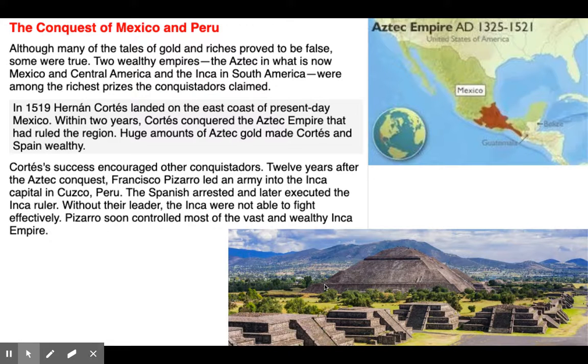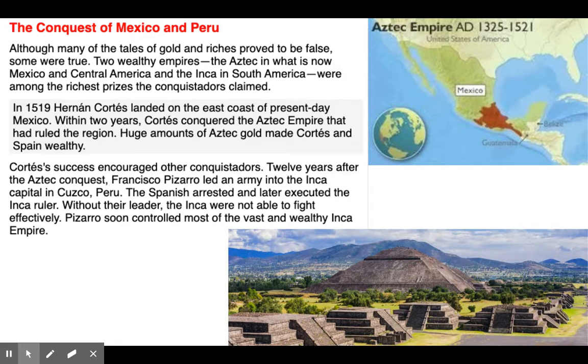The conquest of Mexico and Peru. Although many of the tales of gold and riches proved to be false, some were true. Two wealthy empires, the Aztecs in what is now Mexico and Central America, and the Inca in South America, were among the richest prizes the conquistadors claimed. In 1519, Hernando Cortez landed on the east coast of present-day Mexico. Within 2 years, Cortez conquered the Aztec Empire that had ruled the region. Huge amounts of Aztec gold made Cortez and Spain wealthy. Cortez's success encouraged other conquistadors.